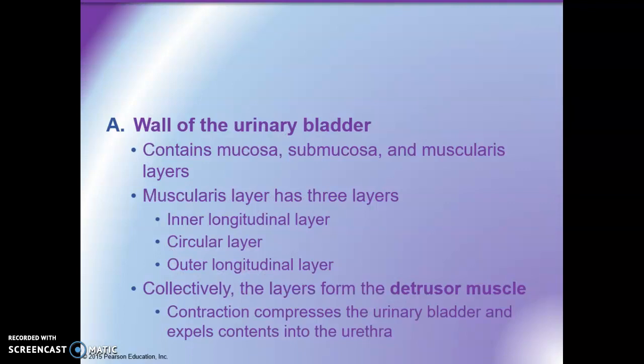The walls of the urinary bladder contain mucosa, submucosa, and muscularis layers. The muscularis layer has 3 layers: an inner longitudinal layer, circular layer, and outer longitudinal layer. Collectively, the layers form the detrusor muscle. Contraction compresses the urinary bladder and expels contents into the urethra.